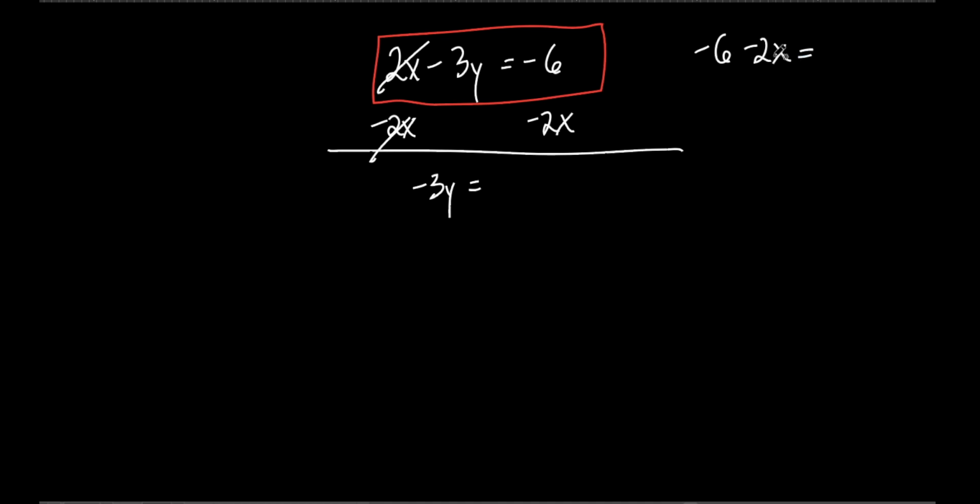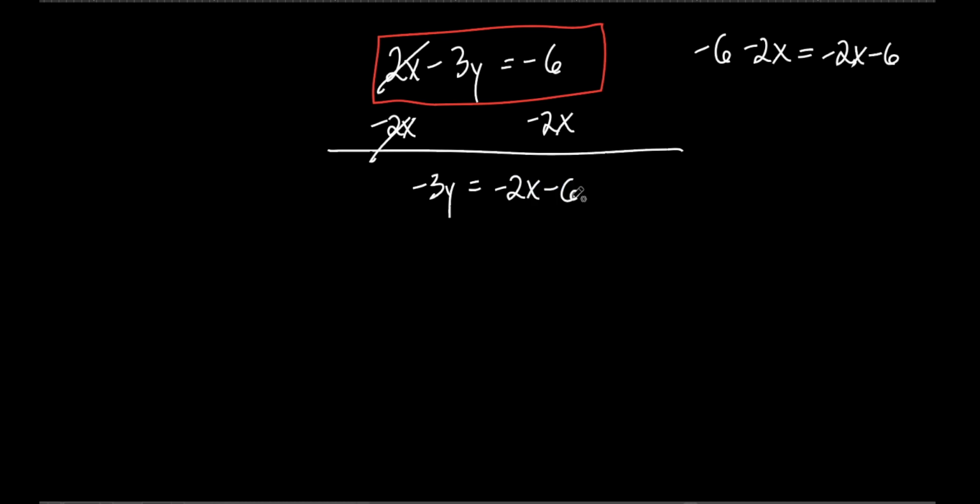So what is this equal to? Go ahead and say it. You got it. -2x minus 6. It's the same exact thing, isn't it? But there is a reason why we want the x to go first. That's why I did it that way. So -3y equals what? -2x minus 6.